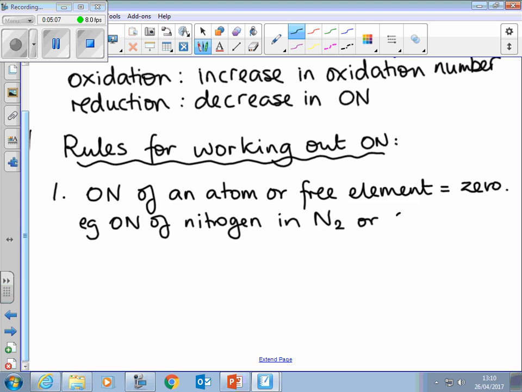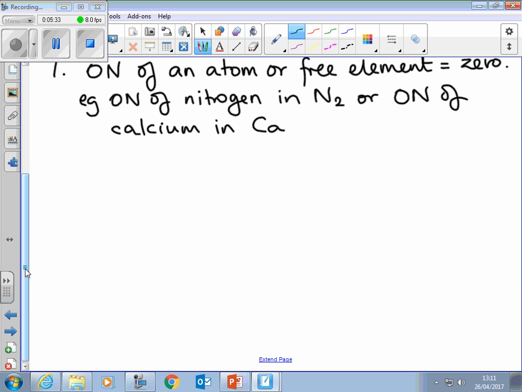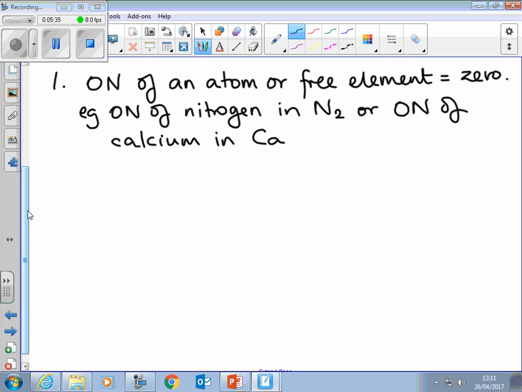or ON of calcium, let's say, if you've just got Ca. If in a reaction, in an equation, you've literally just got the one element or a single atom represented, its oxidation number is 0. So that's an easy place to start. Needless to say, things do get a little more complex straight away.